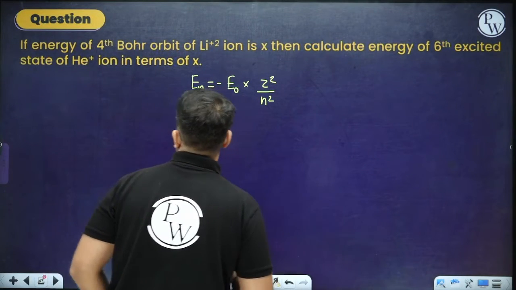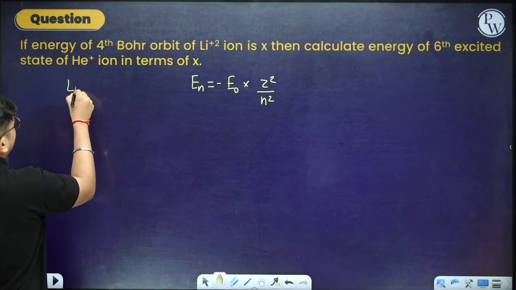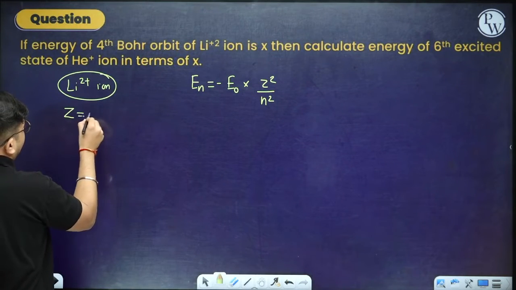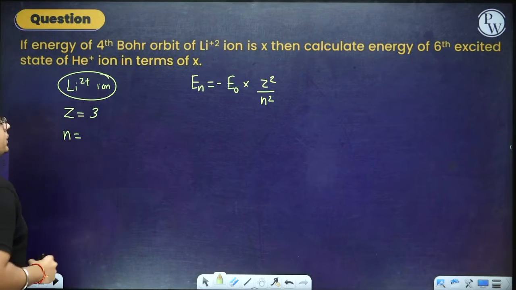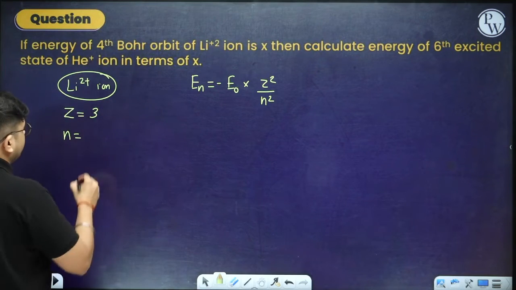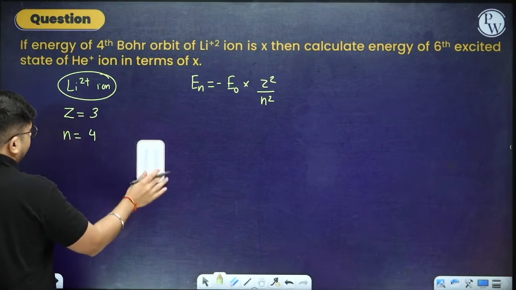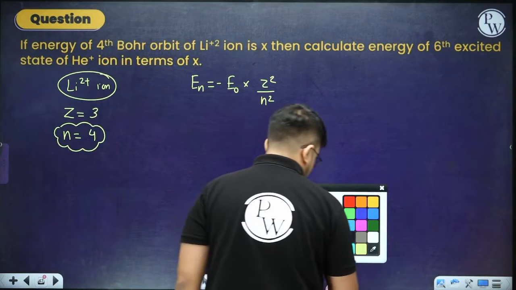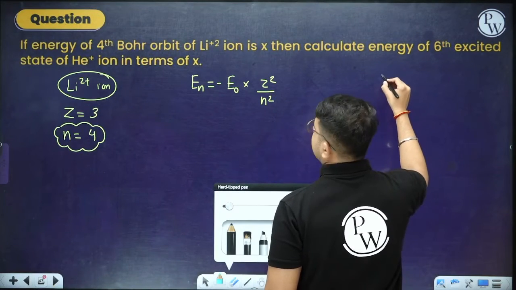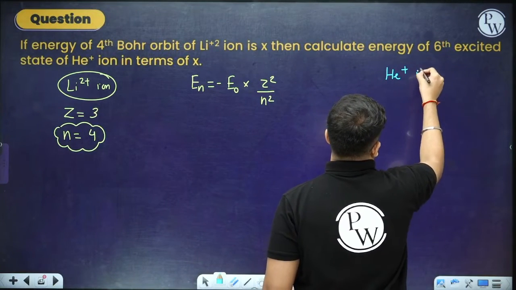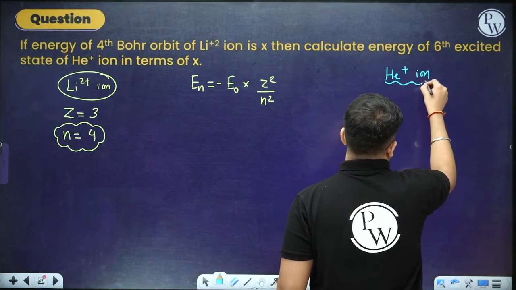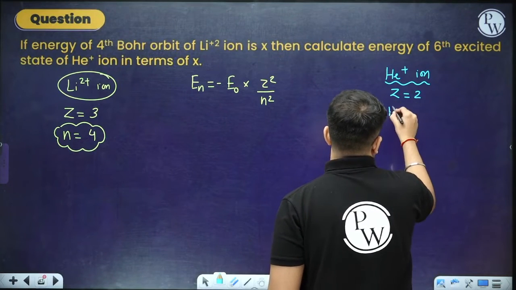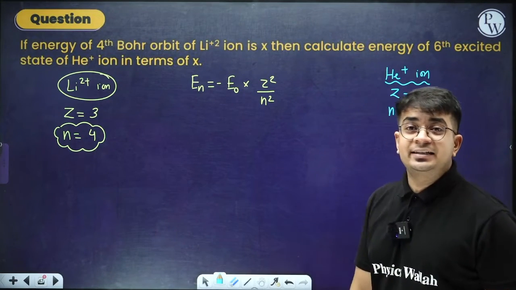Now we have the first part, which is lithium 2 positive ion. In this case Z value is 3 and it is the fourth Bohr orbit. It means N is equal to 4. Okay, first part is done. Second part, we have He positive ion, and in the case of He positive ion, the Z value is definitely 2. But in this case, N value is for the sixth excited state.